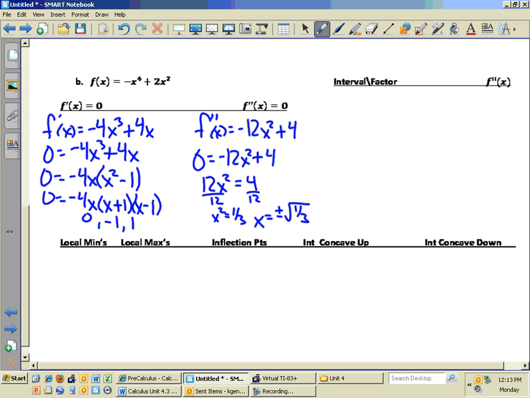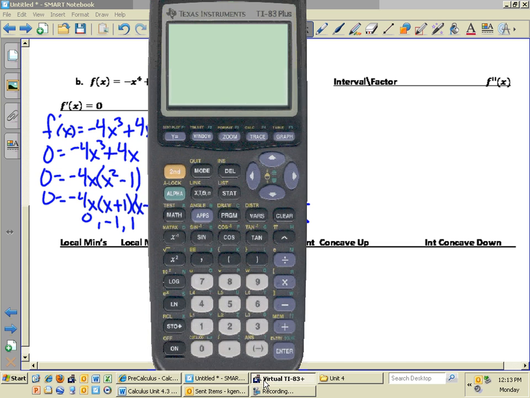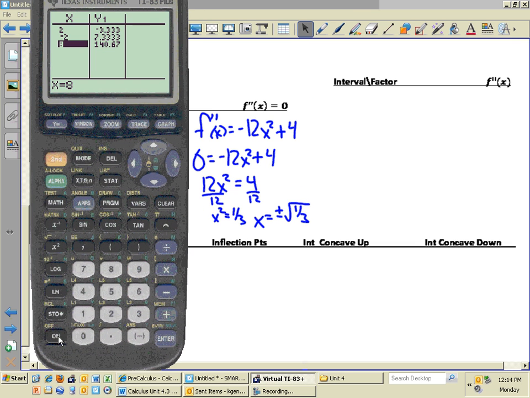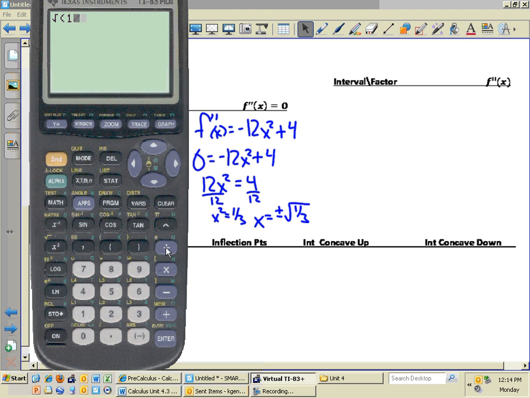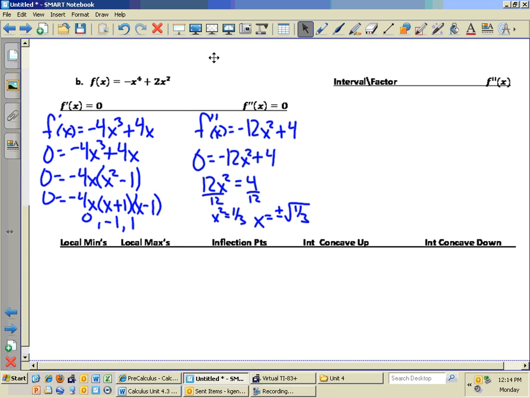What did I just find? Where the concavity changes, your second derivative set equal to 0 tells you your point of inflection. That's where concavity changes. So it looks like we have 2 points where concavity very well might change. Okay? X equals plus or minus square root of 1/3. Let's figure out the square root of 1/3 real quick so we can get a decimal here that we can work with. Square root of 1 divided by 3, 0.577.